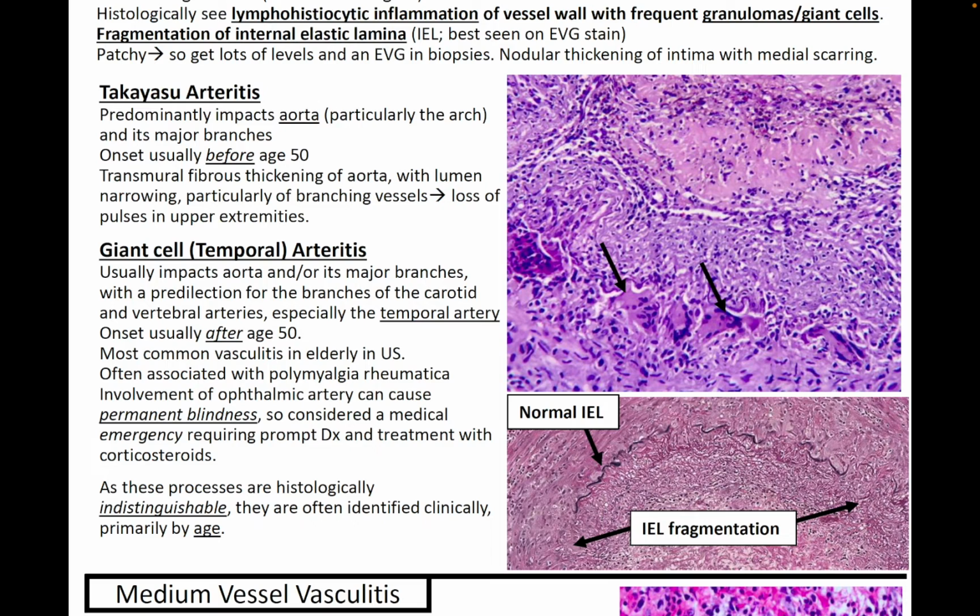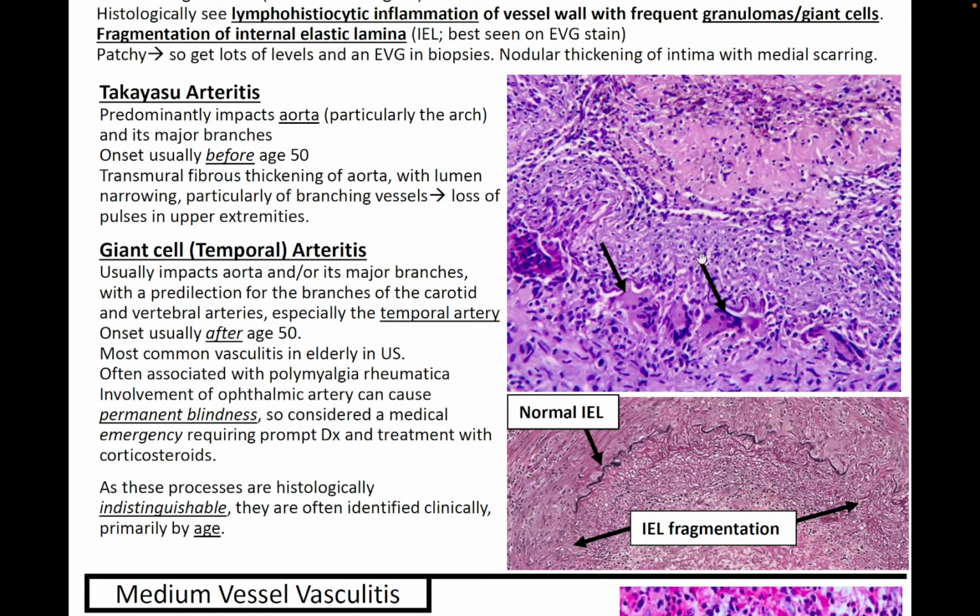Onset is usually after age 50, and it is the most common vasculitis in the elderly in the United States. It's often associated with polymyalgia rheumatica, with involvement of the ophthalmic artery, and it can cause permanent blindness. So it's considered a medical emergency requiring prompt diagnosis and treatment with corticosteroids. As these processes are histologically indistinguishable, they are often identified clinically, primarily by age.